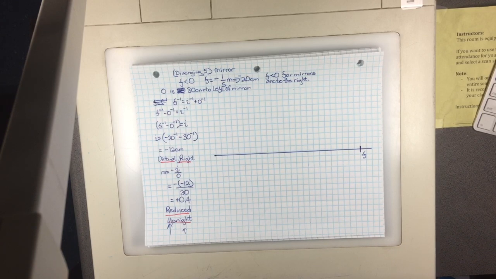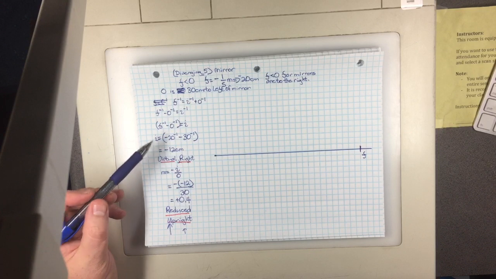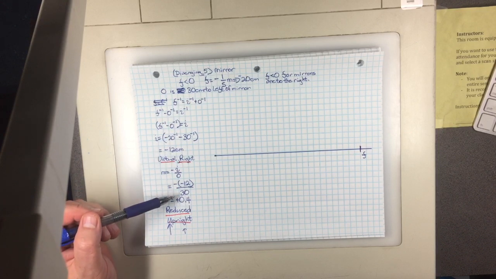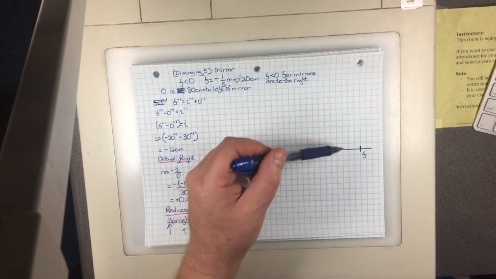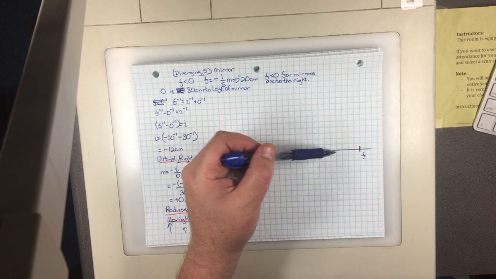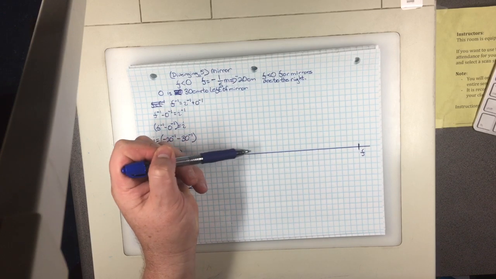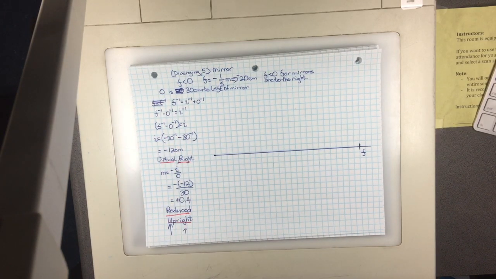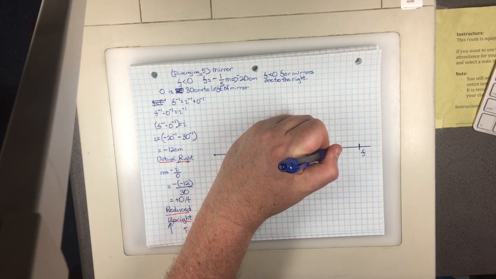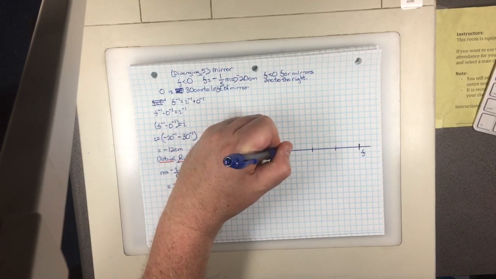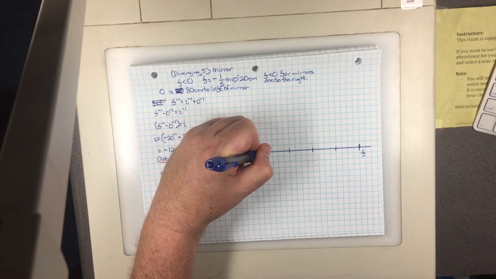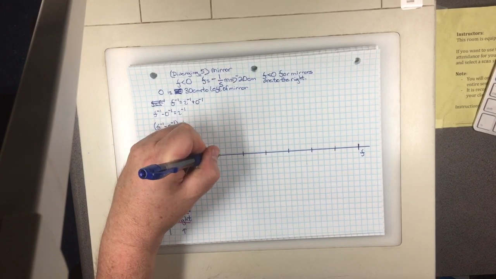Now I need to pick a scale. I'm going to pick 10, 20, 30. Okay, so what I'm going to do is I'm going to pick 4 blocks per 10 centimeters. So that's 10 centimeters, 0 centimeters, 10 on the left, 20 on the left, 30 on the left, 40 on the left.